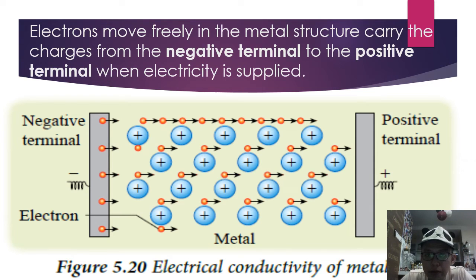Electrons always move freely in the metal structure, which carry the charge from the negative terminal to the positive terminal when electricity is supplied. So you can see from negative to positive terminal.